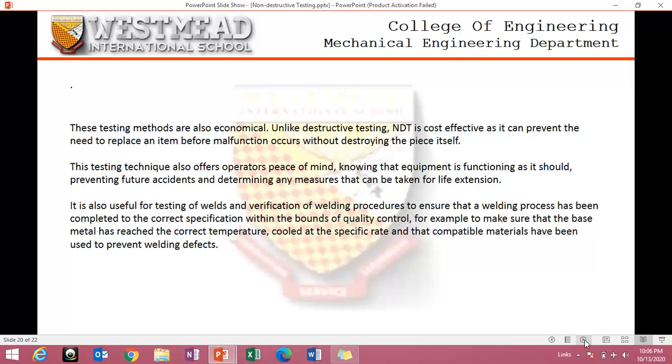Lastly, it is also useful for testing of welds and verification of welding procedures to ensure that the welding process has been completed to the correct specification within the bounds of quality control. For example, to make sure that the base metal has reached the correct temperature, cooled at the specific rate, and that compatible materials have been used to prevent welding defects.